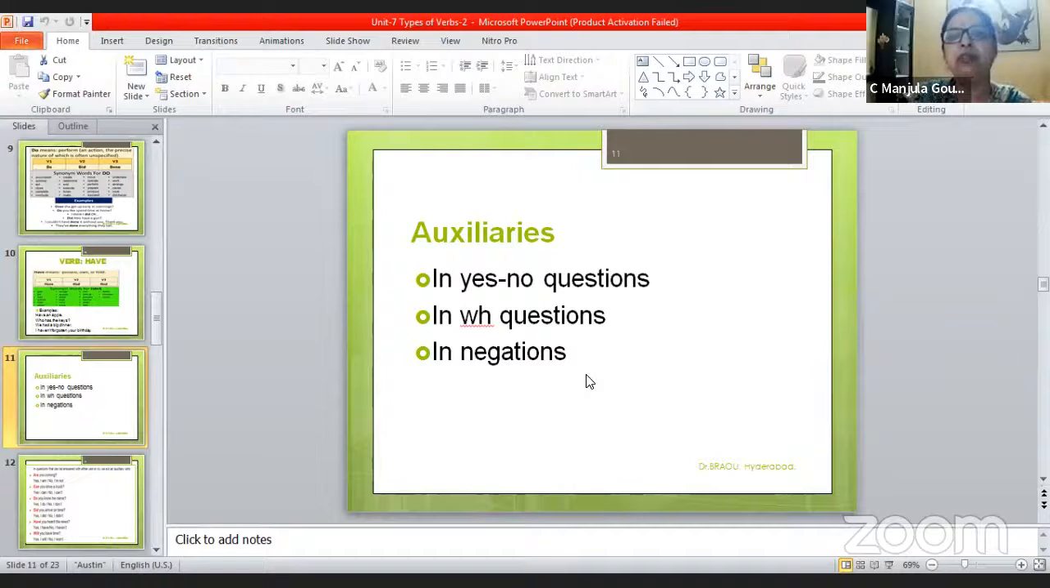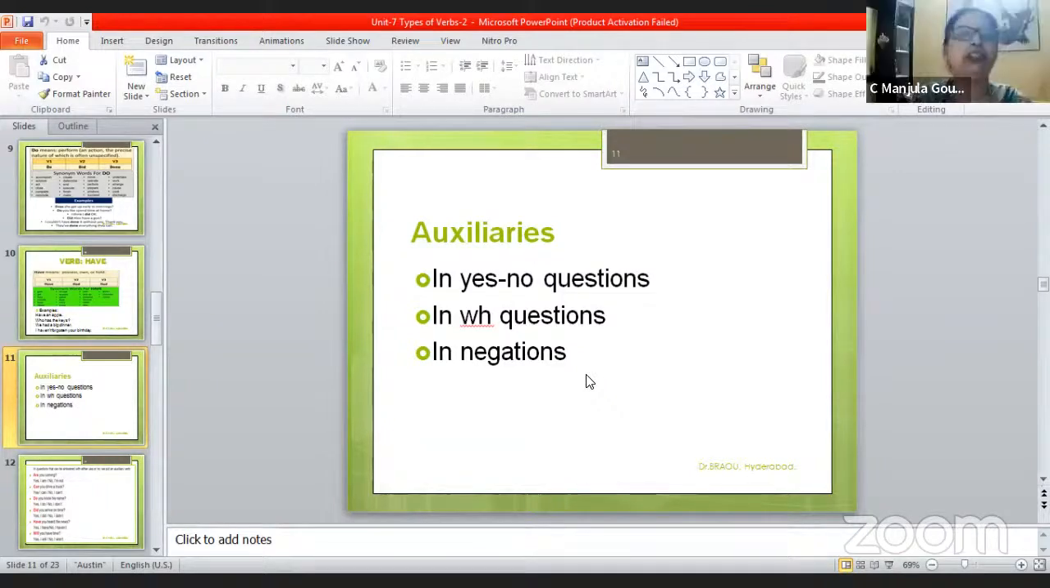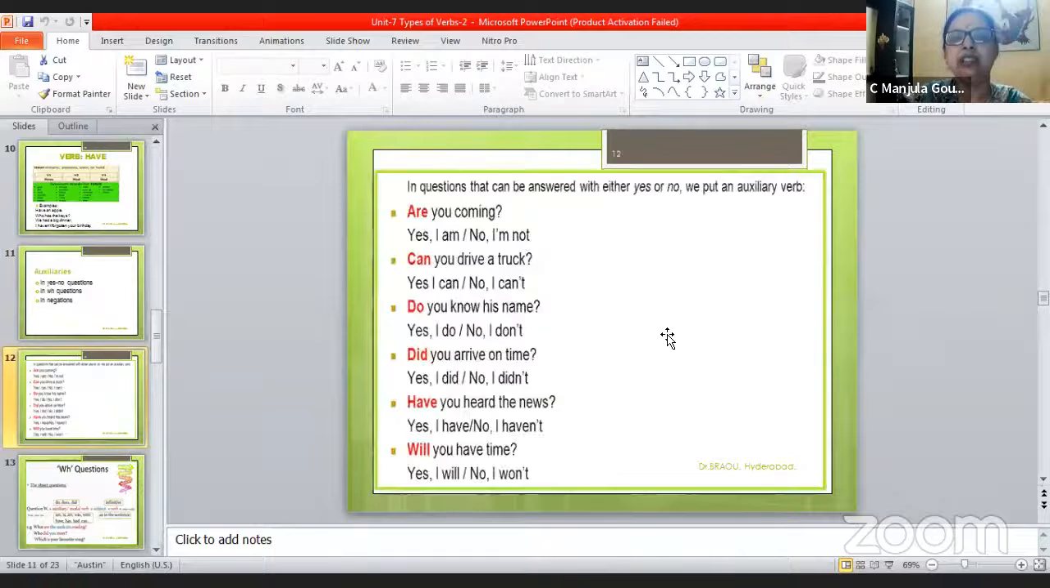Now let us speak about what mainly the auxiliaries are. These auxiliaries help you in yes/no questions and in WH questions. What is a WH question? That is what, when, where, how; all these questions come over here. And also in negations. Negations are when we use words like no, never, such words. So let us look at a few examples here.